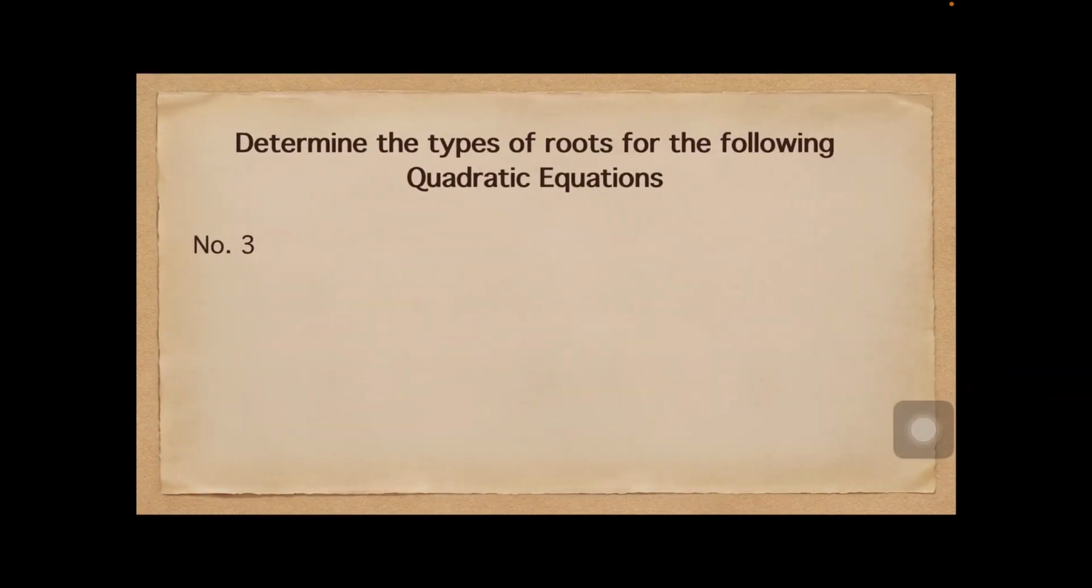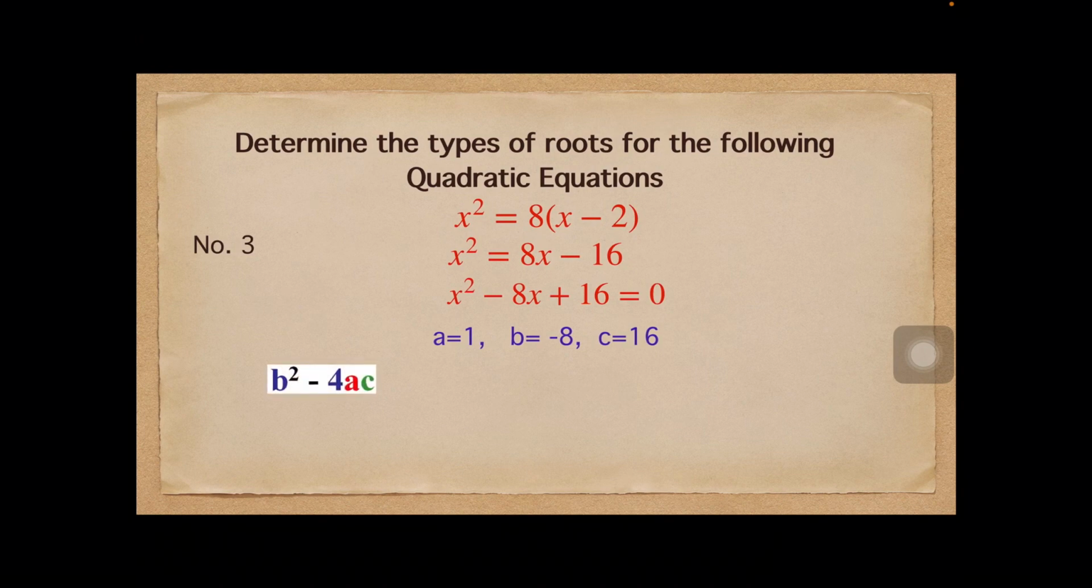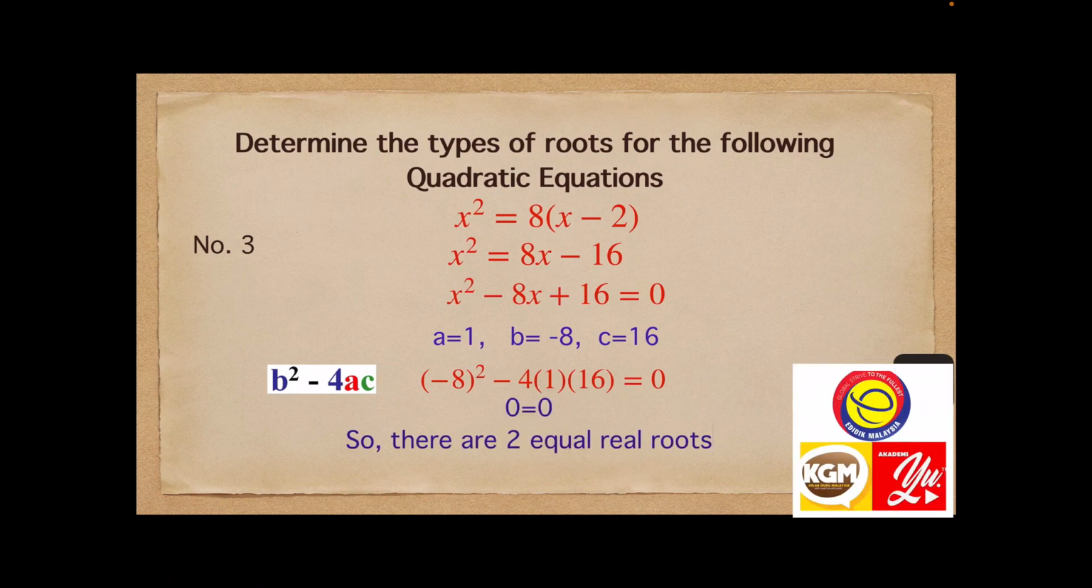And let's see example number 3. We have x squared equals 8 multiplied by x minus 2. Now here, the given equation is not in general form, so the first thing we need to do is to expand the equation and then arrange it in general form. Then we identify the values of a, b, and c. Then we substitute into the discriminant. Now in this case, we get the discriminant equal to 0. So there are two equal real roots. In other words, there is one real root.